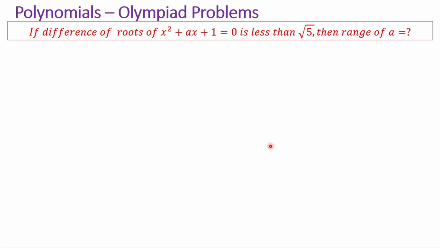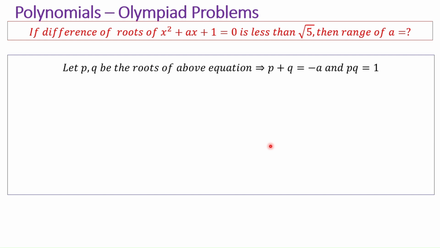the difference of roots of x square plus ax plus 1 equal to 0 is less than square root of 5. Then the range of a, basically, that's what we need to find. Okay. So if p comma q are roots of the above equation, p plus q, this is the only thing we know about quadratic equations, right? Along with this, we know the quadratic formula, that is minus b plus or minus square root of b square minus 4ac by 2a. Right?